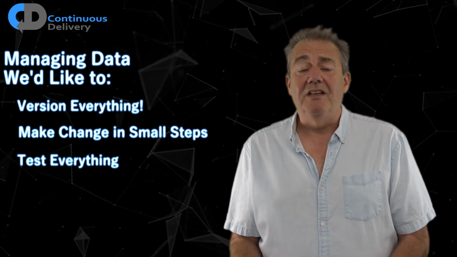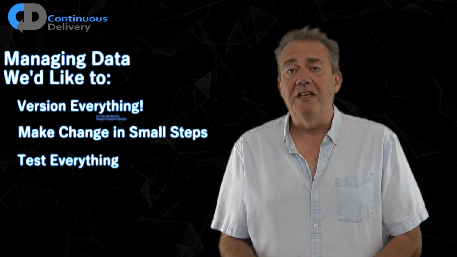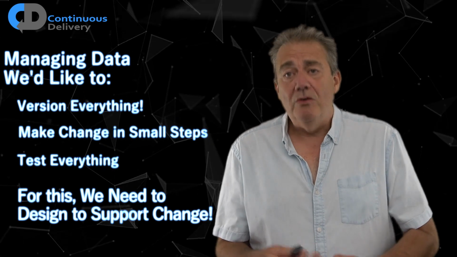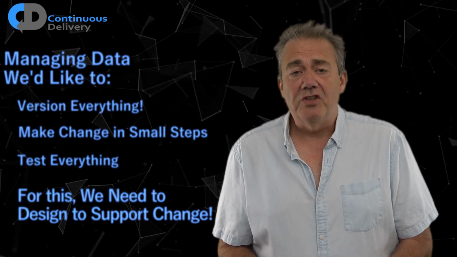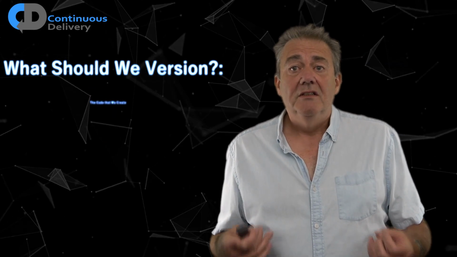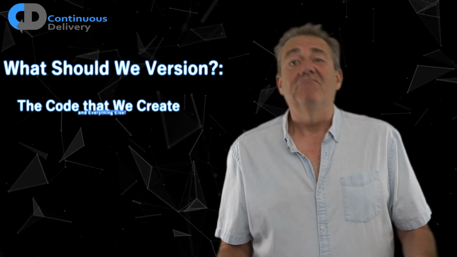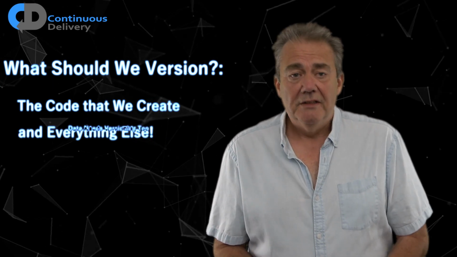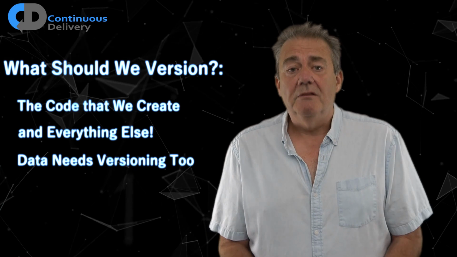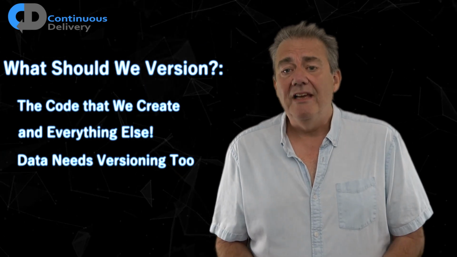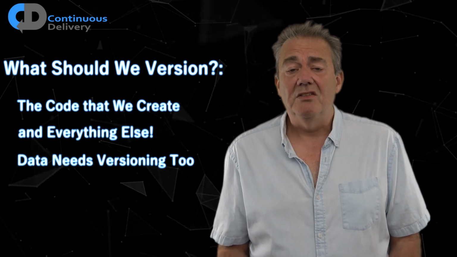We want to test everything. We want to be able to understand those changes and make sure that they're safe. And we're going to design in order to be able to support this level of change. So what is it that we want to version? Obviously, the code that we create, and then everything else too. Data needs versioning too. It's not really continuous delivery if we can't release because our schema has changed.